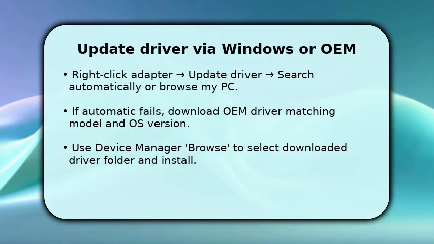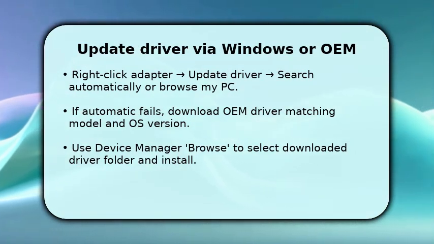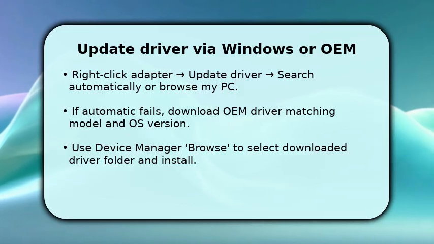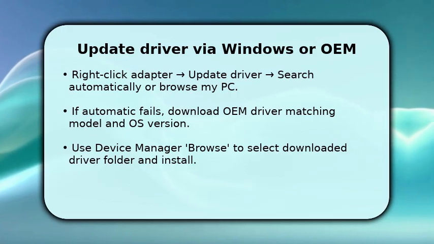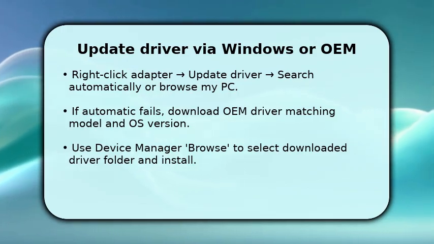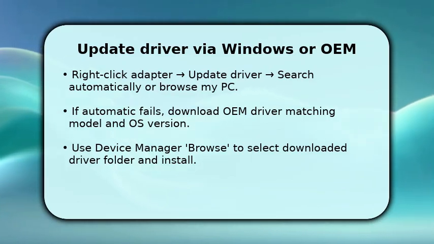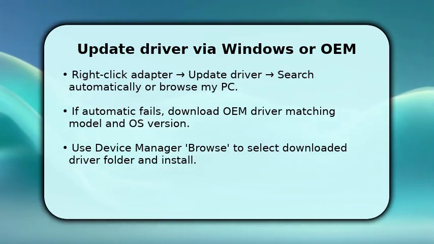Right-click the Bluetooth adapter and choose Update Driver. Select Search automatically for updated driver software to let Windows try first. If that fails or returns an older version, visit the OEM or laptop support page and download the exact driver for your adapter and OS build. This matters because generic drivers can limit features.